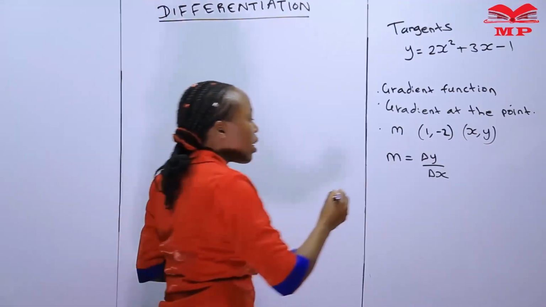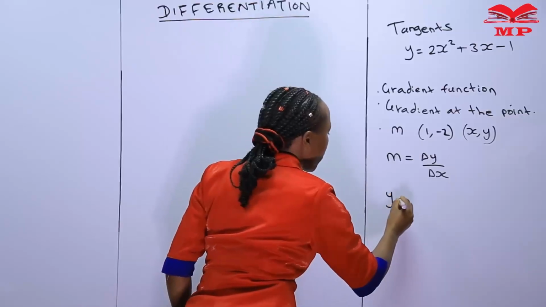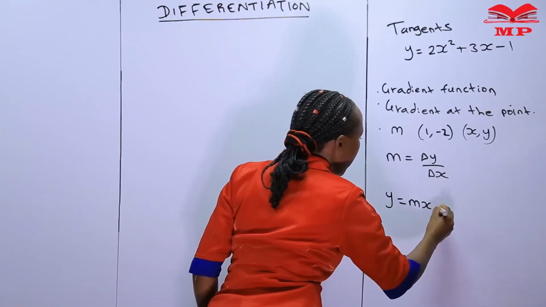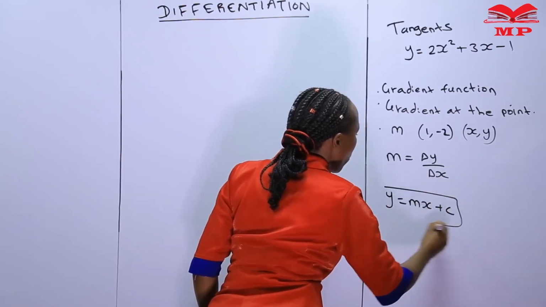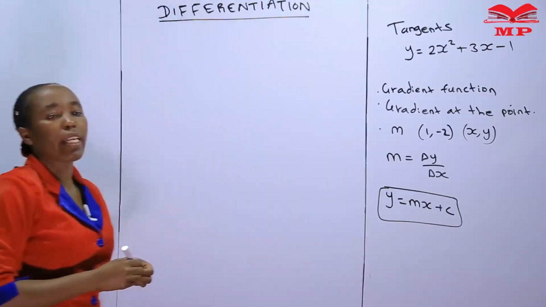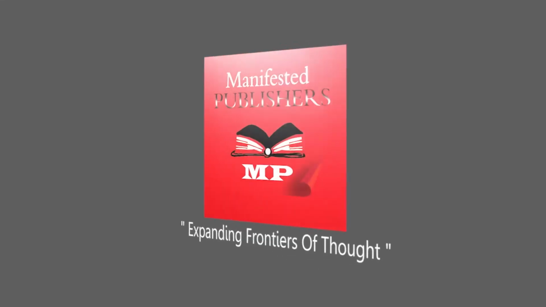And we have seen that the equation of the tangent is in the form y is equal to mx plus c, which is the equation of a straight line.